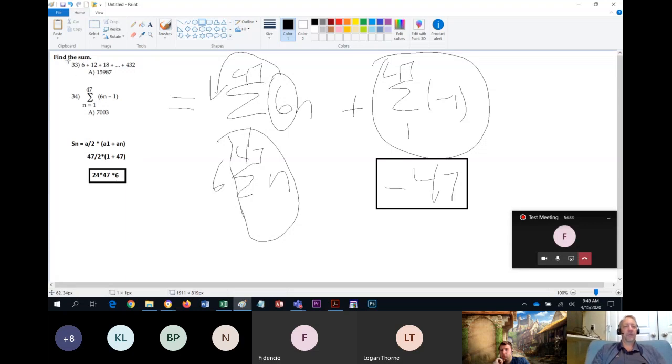Could you do this problem 33? Is that like easy or hard? I don't know if 15987 is the correct answer.